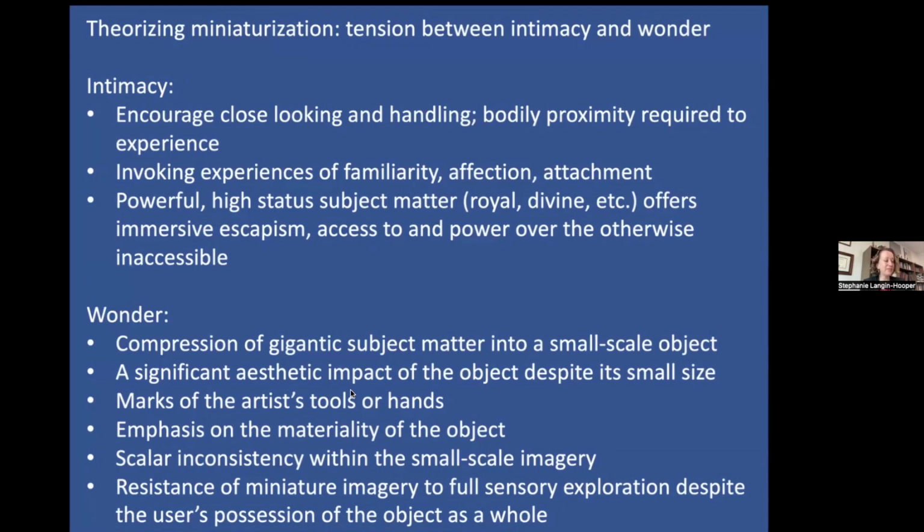otherwise inaccessible. But wonder is created when miniature objects are sufficiently small, delicate, and detailed to suggest the possibility of an intimate encounter, but they also include reminders that the miniature is still an object created in the life-size world. So it is both part of the tiny world and part of our world, thus complicating the experience of immersive escapism, and instead creating an unexpected and destabilizing experience. The characteristics that create such paradoxes could include the compression of gigantic subject matter into a small-scale object, a significant aesthetic impact of the object despite its small size, marks of the artist's tools or hands, emphasis on the materiality of the object, scalar inconsistency within the small-scale imagery, or a resistance of miniature imagery to full sensory exploration despite the user's possession of the object as a whole.